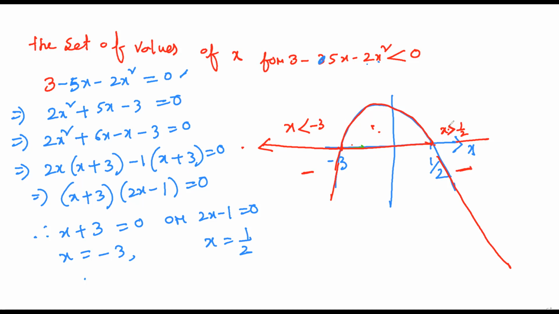X value started from half to infinity. X greater than half means what? X is 2, 3, 10, 100, whatever it is, the curve is negative. That means x greater than half. If you start from half to infinity, this part of the curve is negative. Now clear, Tashfiya?